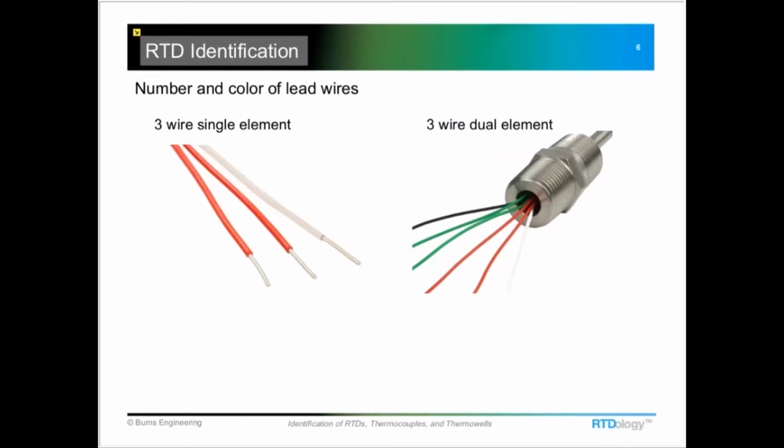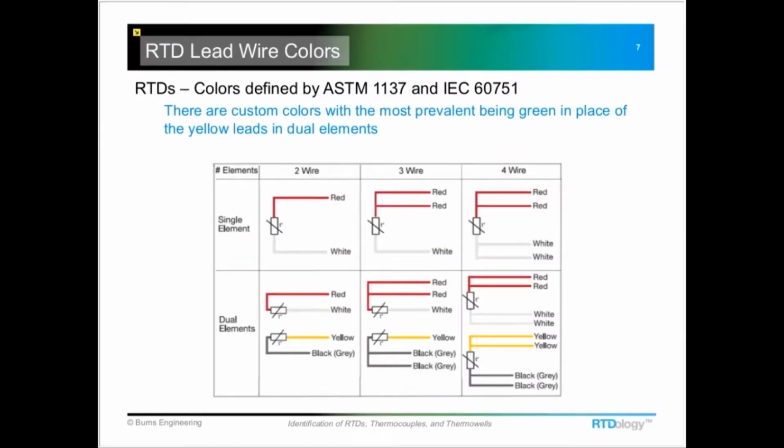So for a single element RTD, we have typically 2 red leads and 1 white. If it's a dual element, there's going to be 6 wires, still with the 2 reds and a white being one sensing element, and green and black would be the other. Now there are some differences in the color coding based on manufacturers. The standards define the colors this way, but there are at least 2 or 3 manufacturers that substitute green for the yellow leads, especially on the dual elements. So that's where you're going to see the biggest difference.